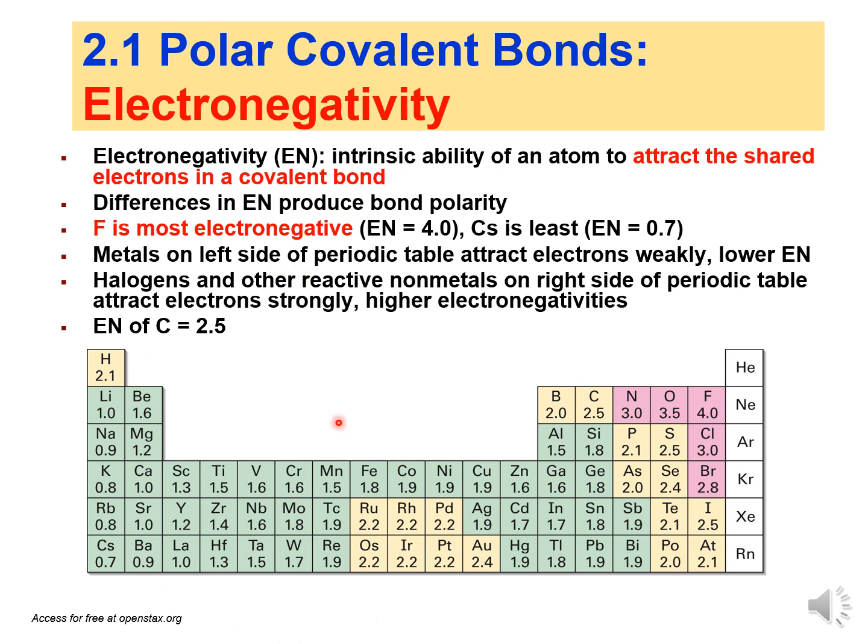So this is an arbitrary scale of electronegativity. As you can see here, fluorine is the most electronegative element and cesium is the least electronegative element. So metals on the left side of the periodic table have weak ability to attract electrons, whereas non-metals here like halogens, oxygen, nitrogen, etc., have higher electronegativities. That means they have more tendency to attract electrons towards themselves. Okay, and then carbon has a value of 2.5 as shown in this table here.